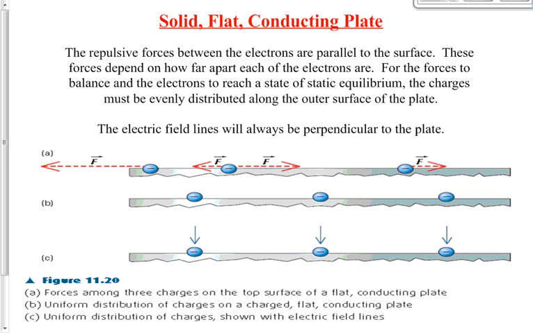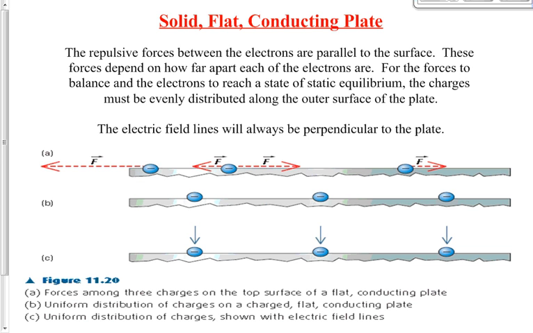Next picture here. Next shape we have here is a solid, flat plate. It's conducting still. Everything we're going to do here today is based on conductors because this doesn't really apply to insulators so well, because they don't allow electrons to move around as freely. Solid flat conducting plate.